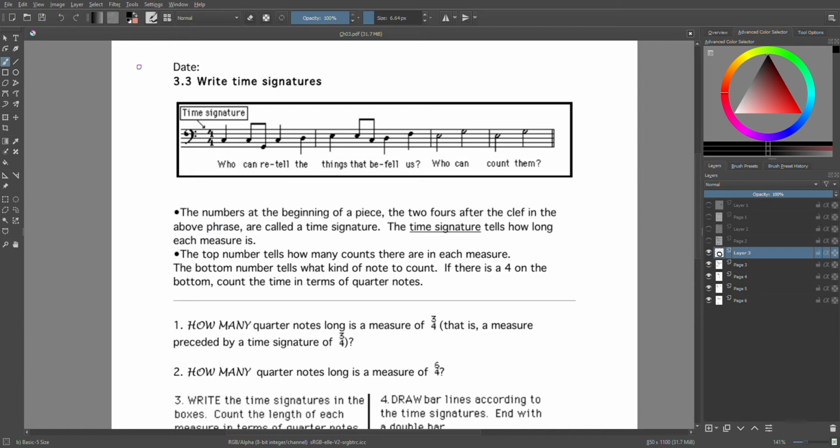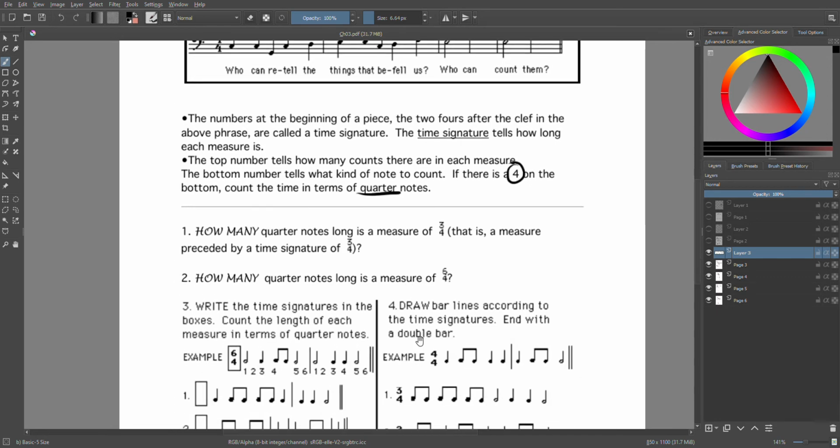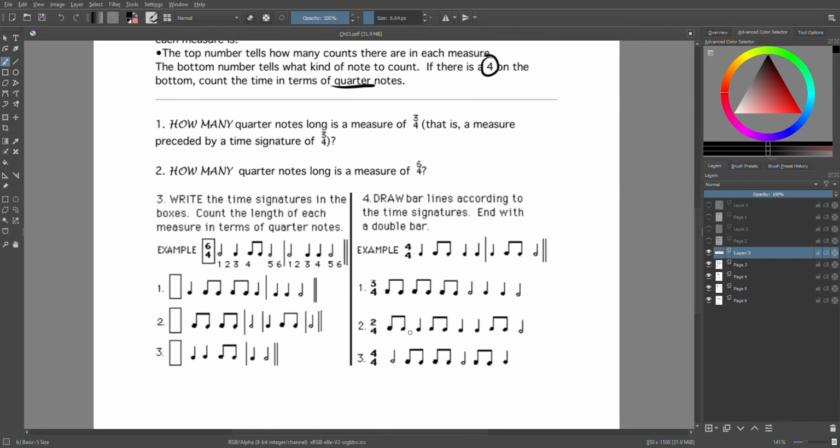Now, most of the ones we're going to see have a 4 on the bottom, and a 4 will always mean quarter note gets the beat. If there's a 4, quarter note gets the beat, and that's what we're going to worry about right now. We're not going to worry about any other types right now. All of them are going to have 4 on the bottom.